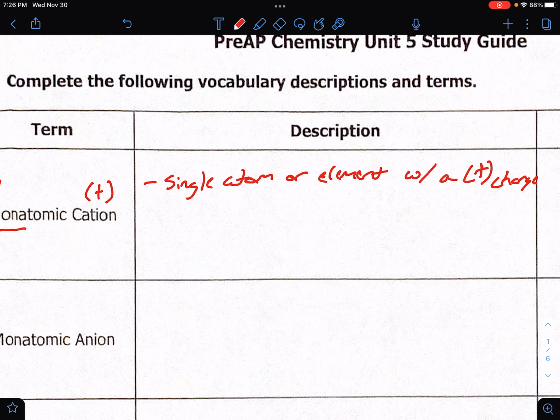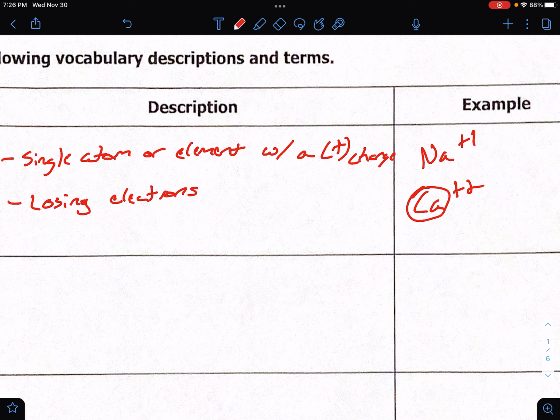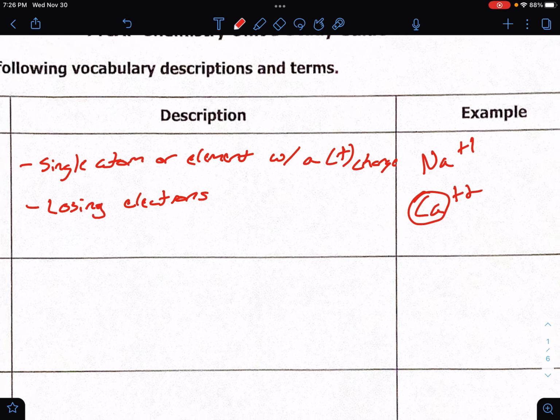Now, the reason why it is positive is because it is losing electrons. So when you are losing electrons, which are negative, it's going to make you more positive. An example of that would be something like sodium, Na with a +1, or calcium with a +2. That is a monatomic cation because you have one element and it has a positive charge.